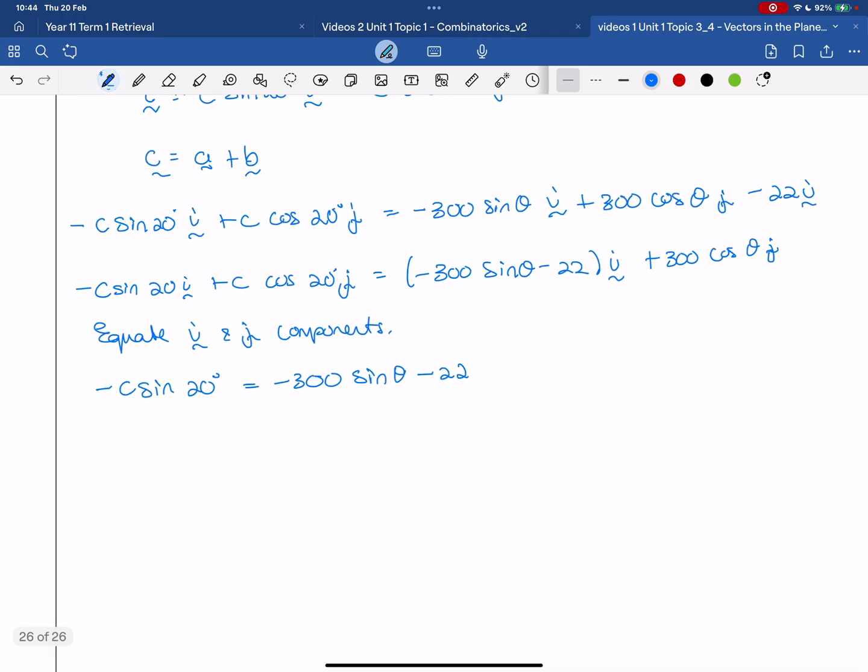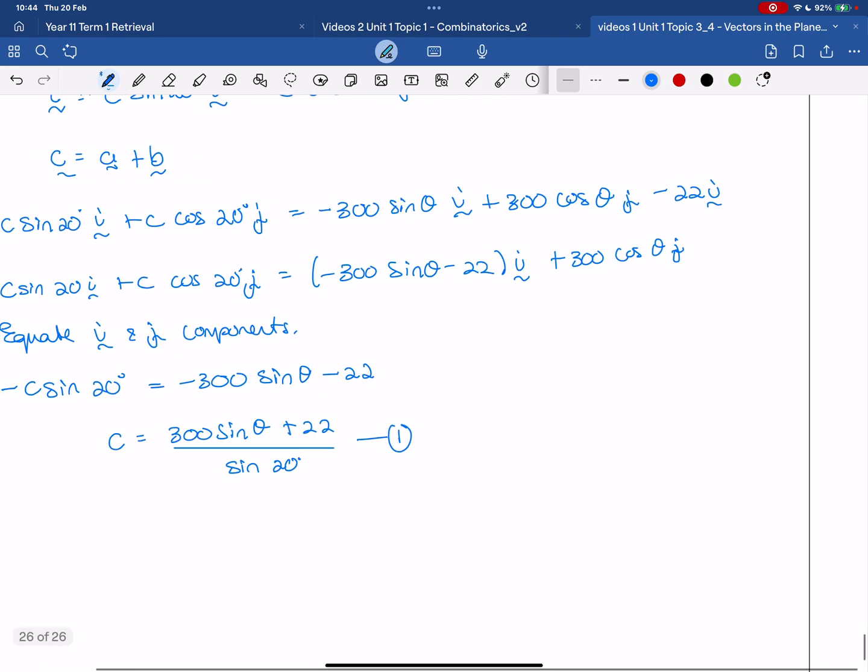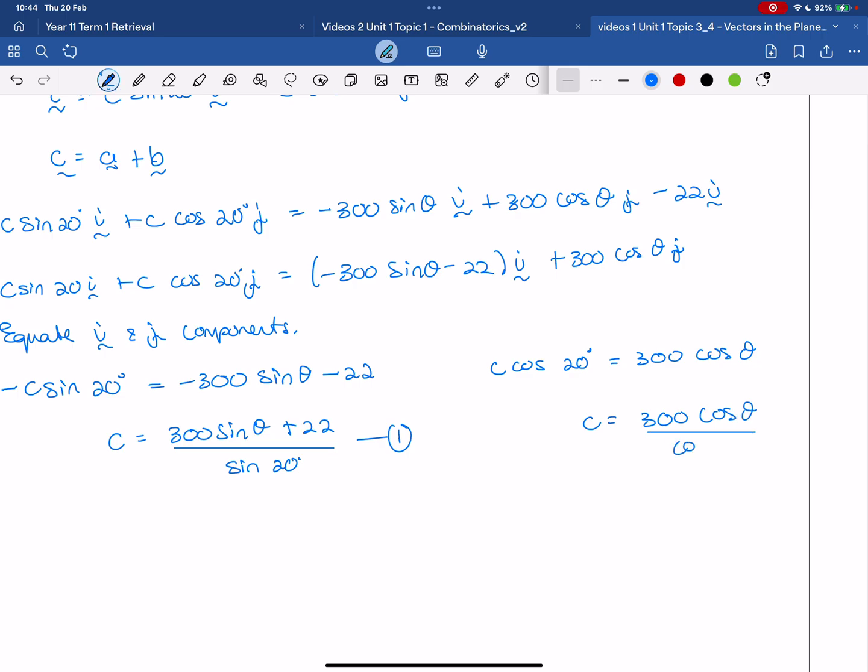And maybe I want to just rearrange that so that I've got it all just in terms of C. So C is going to be 300 sine of theta plus 22 divided by sine of 20 degrees. Let's make that equation 1. And if I equate my j components, I'm going to have C cos of 20 degrees is 300 cos of theta. And so C will be 300 cos of theta over cos of 20 degrees. And let's make that equation 2.